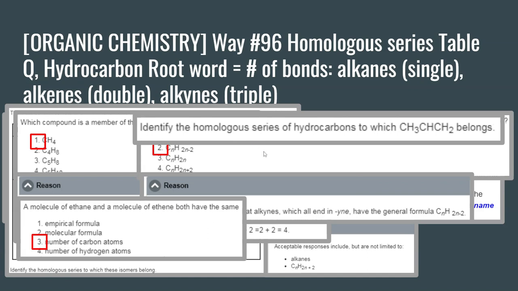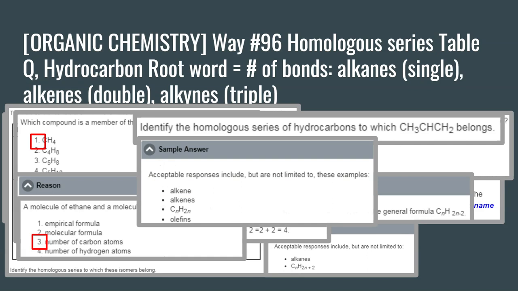Identify the homologous series of hydrocarbons to which CH3CHCH2 belongs. When we condense the formula, we notice that there are 3 carbons, and how many total hydrogens are there? There's 3 here, 1 here, and 2 here, so 6. So our formula is C3H6, and C3H6 follows the rule CnH2n, which means that this has to be an alkene. What type of alkene? Well, notice that there are 3 carbons present, so this would be propene.